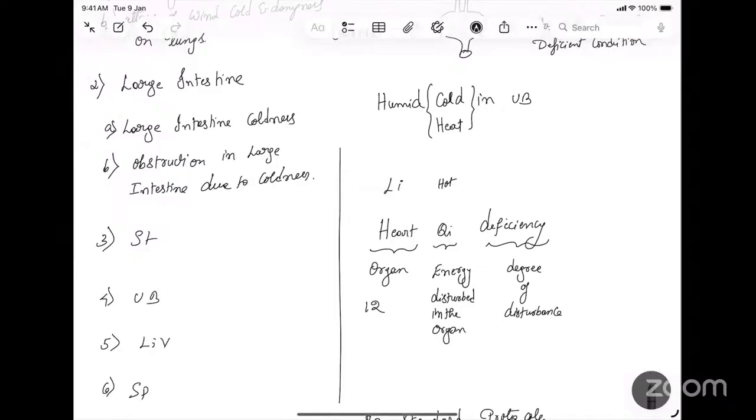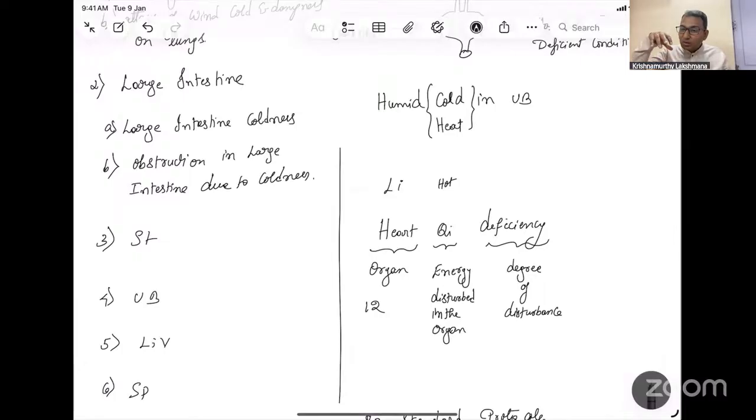Excess. See, if it is very loose, like sagging or loose muscles, loose skin, etc., it is deficient. If it is very tight, then it is excess. So there is some kind of heat in the large intestine which is excess. These three things I arrived at with this information.